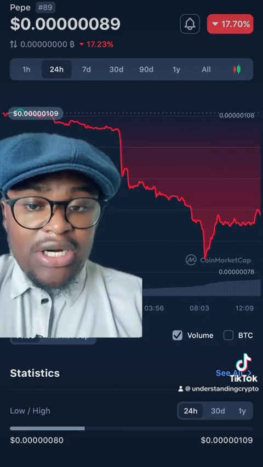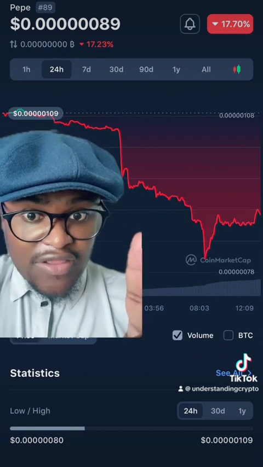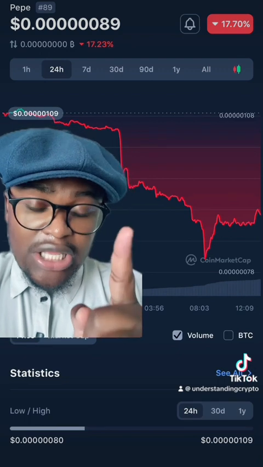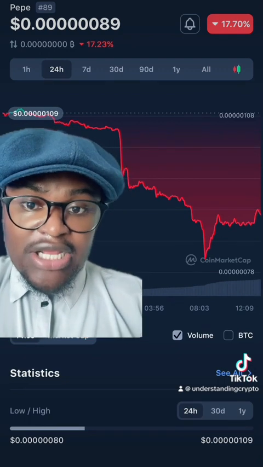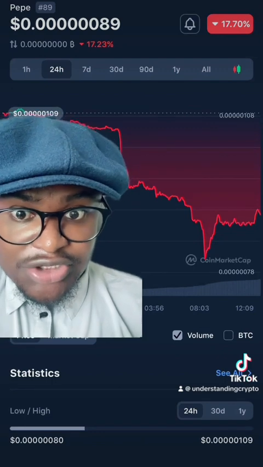Now, quick disclaimer, technical analysis does not work well with coins like this. So again, we have another factor that will limit us to know exactly what's going on here. But again, that's all we have. So let's take a look. Now, by the way, I don't hold Pepe. I'm really just doing this for you.